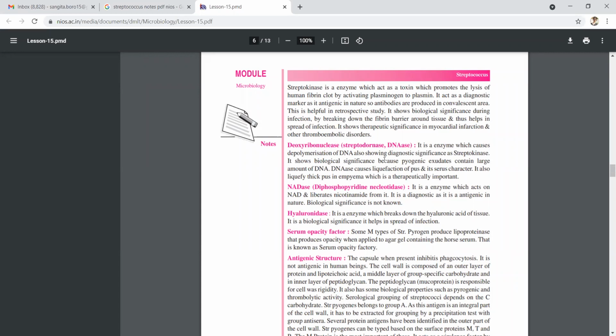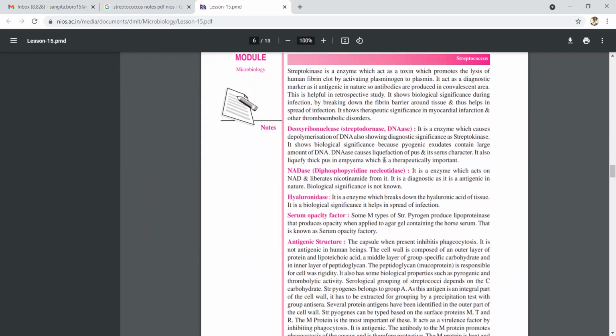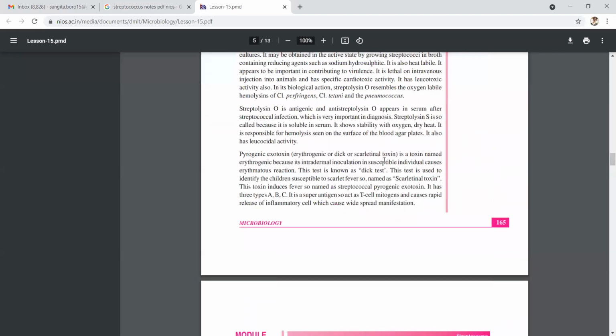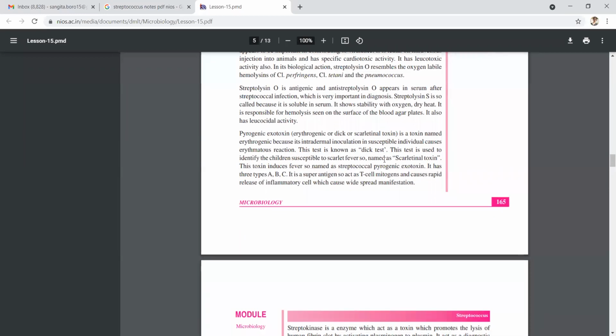So antibodies are produced in the convalescent phase. This is an antigen, right? So because of the presence of this, you would find antibodies produced in the body also. This is helpful in retrospective study. So these are some of the toxins in the form of enzymes that are released by this bacteria.